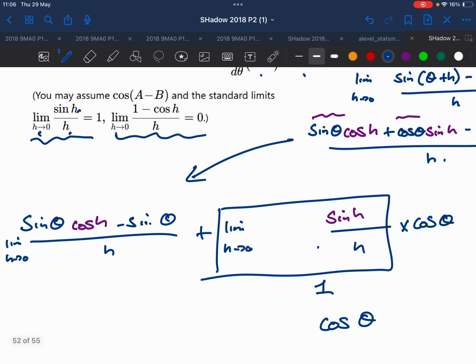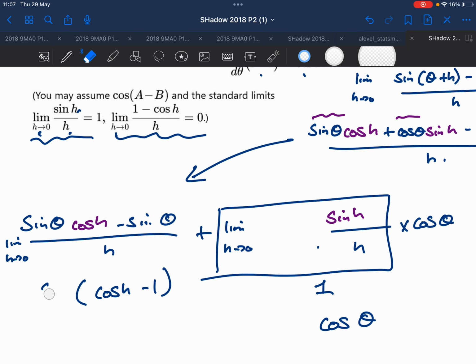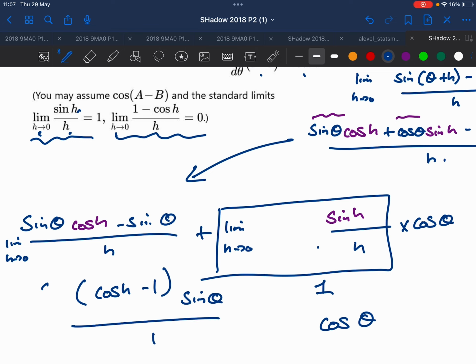Now, how about this one then? On this one, it needs a bit more work first, doesn't it? So what we need to do is think about where something like this is coming from. Well, if I factorize out sine, it would leave me with cos h minus 1. And let's do the same thing that we did just a second ago. Let's put the sine over here. And when I say over h, it is the same as just doing over h for that. And then I can copy the limit down.